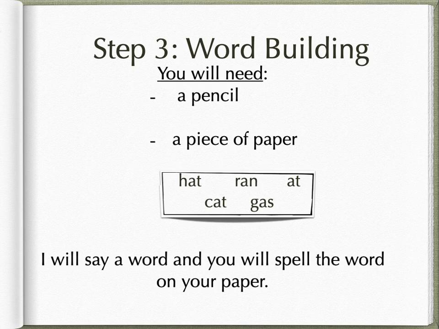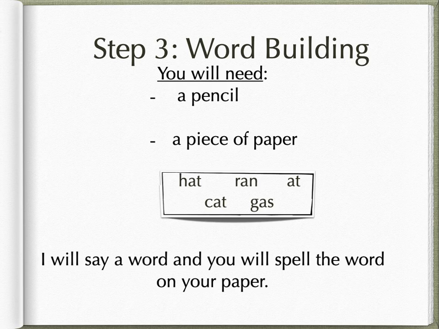Let's try another word. Say ran. In the word ran, you hear the sounds r, a, n. Let's segment those sounds. Hold up your hand like you're going to give me a high five. Remember, as I say each sound, you repeat it with me and also touch a finger to your thumb.